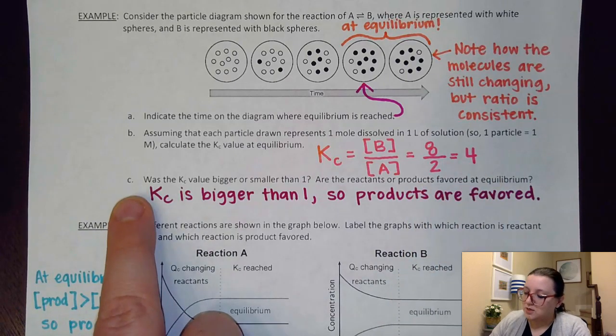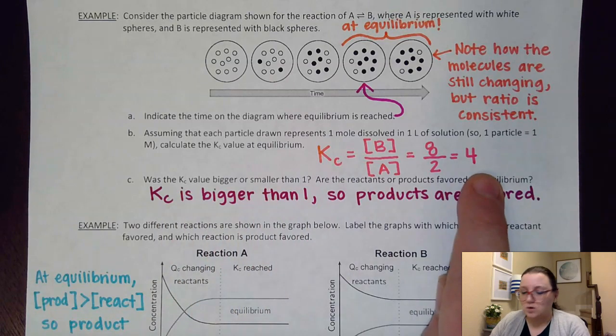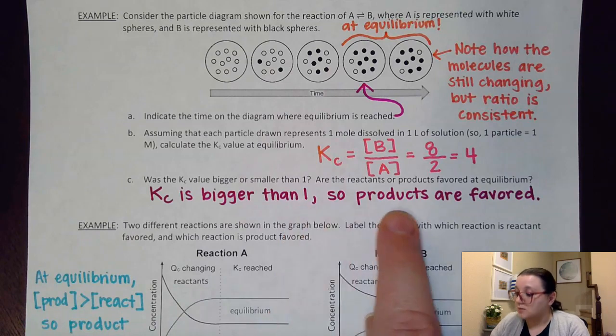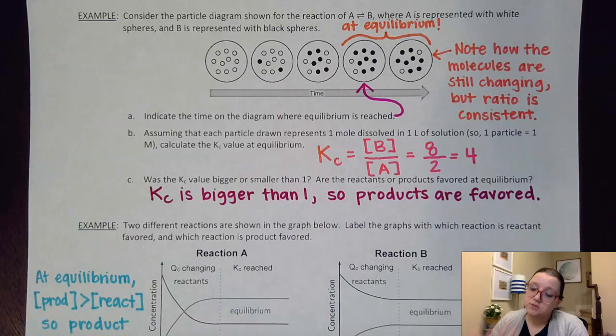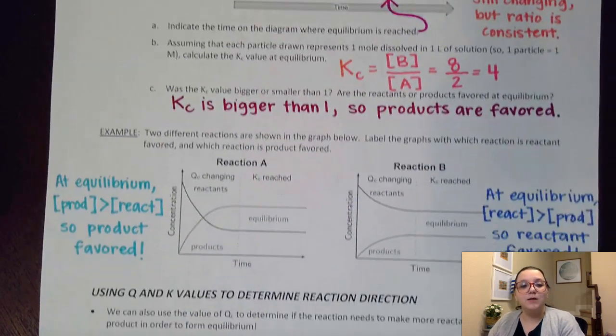Now, this question asks, was the Kc value bigger or smaller than 1? Well, I got 4, so that was obviously bigger than 1. What that would mean is that the products are favored at equilibrium, which should make sense if you look back at the picture, because I had way more product than reactants once I reached equilibrium.